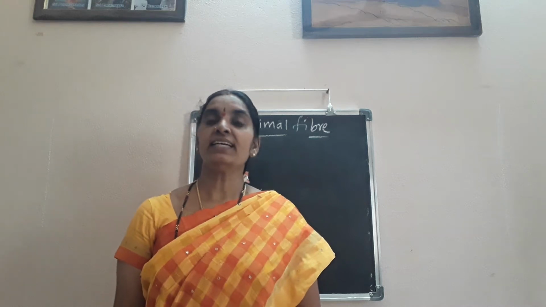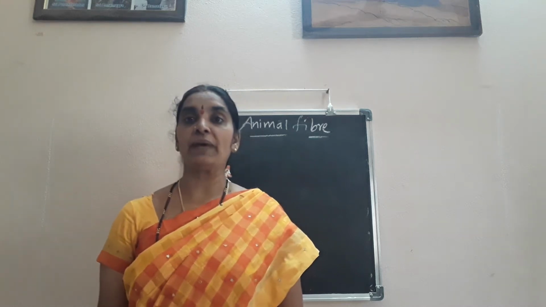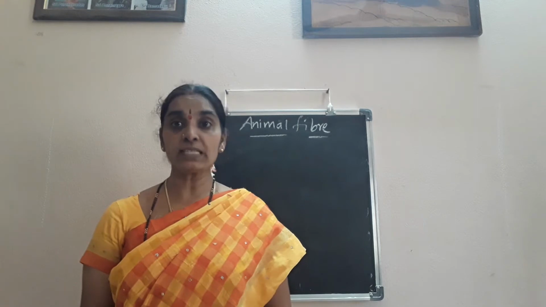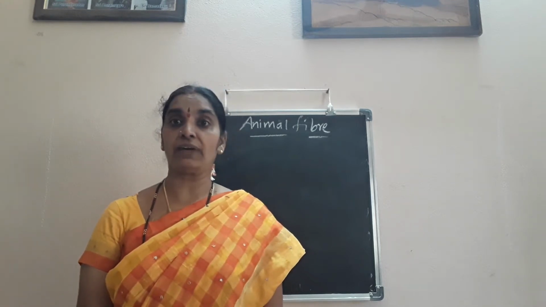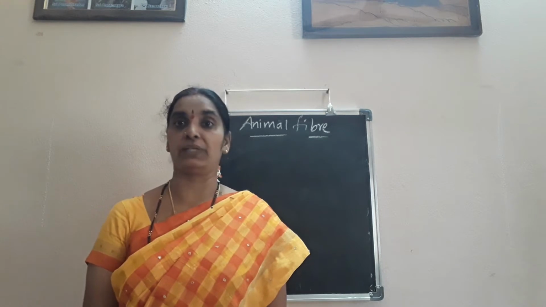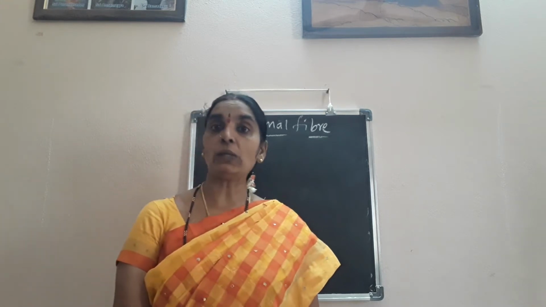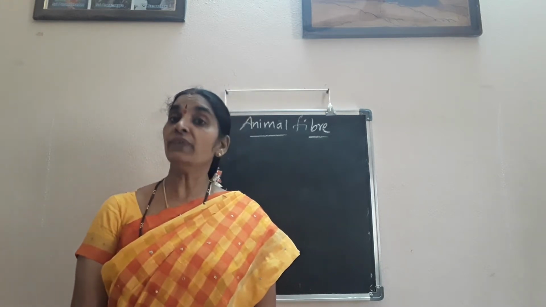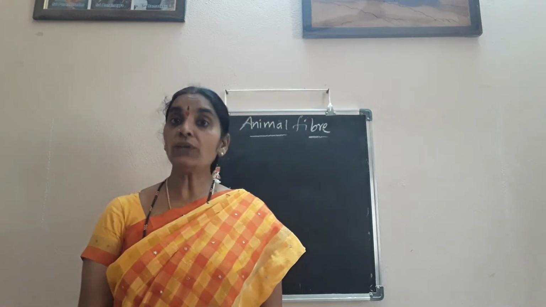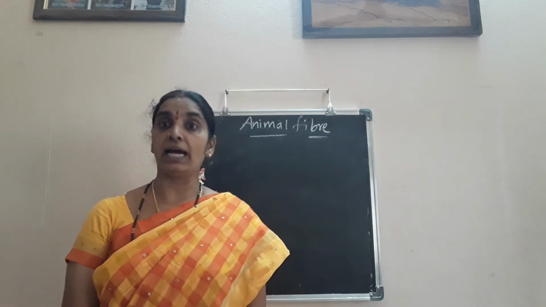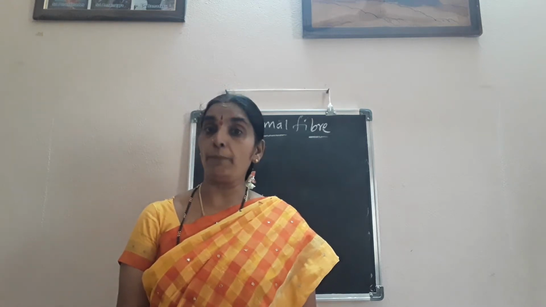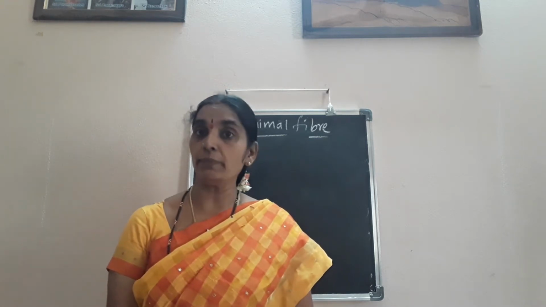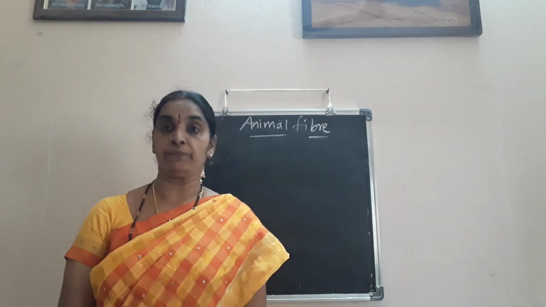Good morning, children. In the previous class we have seen about the manufacture of silk fabric, various places that we get silk from, and what are the different types of silk fabric, everything we have studied about. Now we are going to learn about the woolen fabric. Where do we get wool from? We get wool from different animals like sheep, goat, llama, yak, alpaca. So these are the different animals we get wool from.